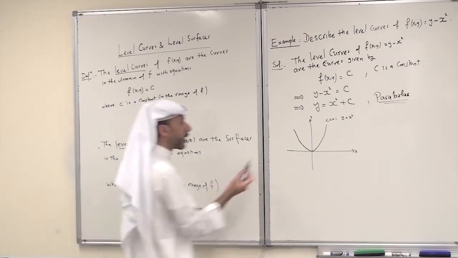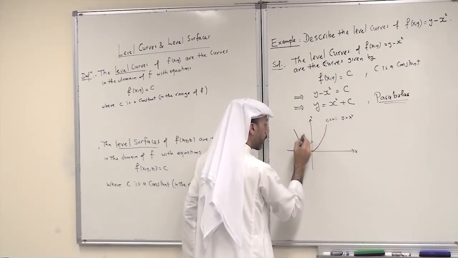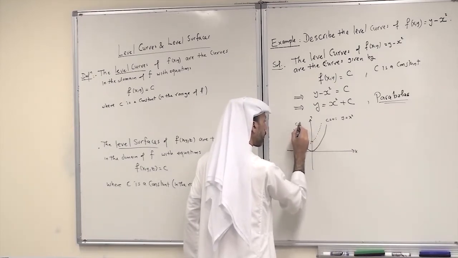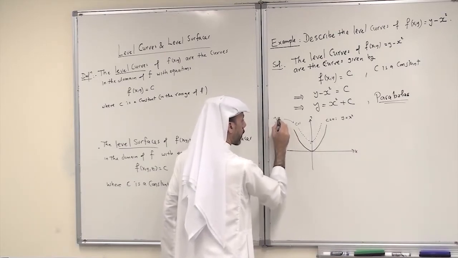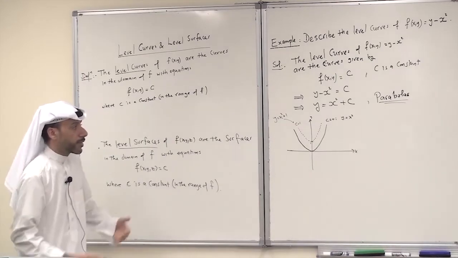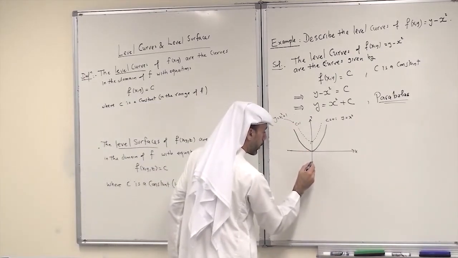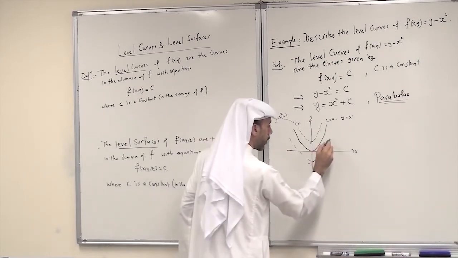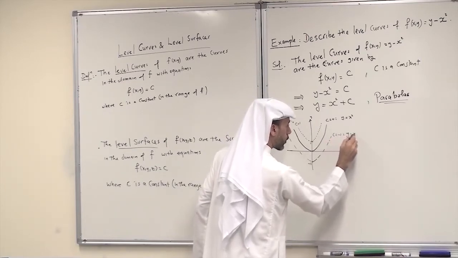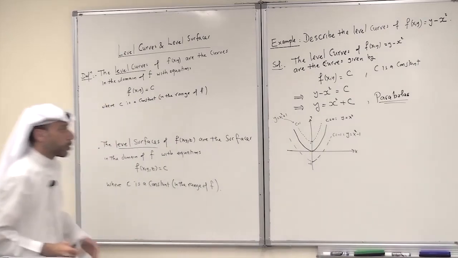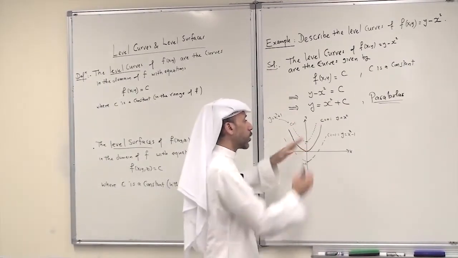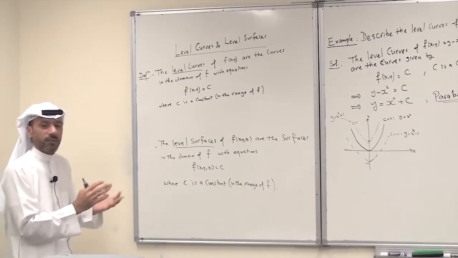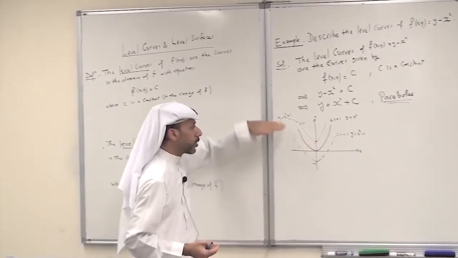One level curve. If I take c equals 1, I get y equals x squared plus 1. So this is c equals 1, and the equation is y equals x squared plus 1. This is a second level curve. If I take c equals minus 1, I get another parabola here. So this is c equals minus 1, and I get y equals x squared minus 1. Okay. So these are some level curves for the function. They are curves in the xy plane, in the domain of the function. Okay. Now, what do they give us? These level curves. So there are values in the domain.